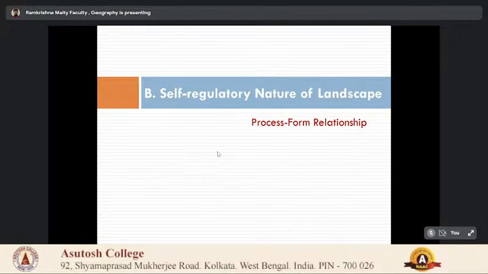So from this understanding, we can establish the relation between process and form. That means process controls the landforms. Process develops the landforms. So landforms are guided by the processes. Okay?